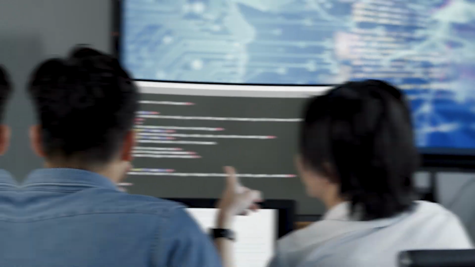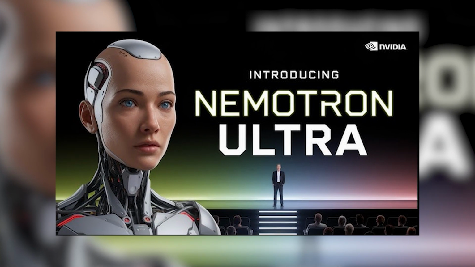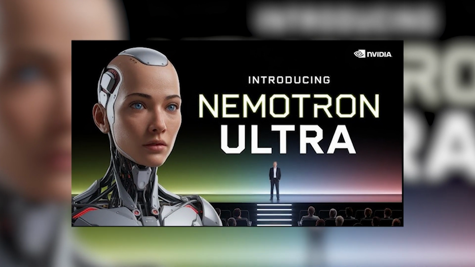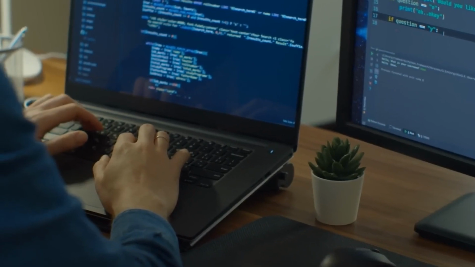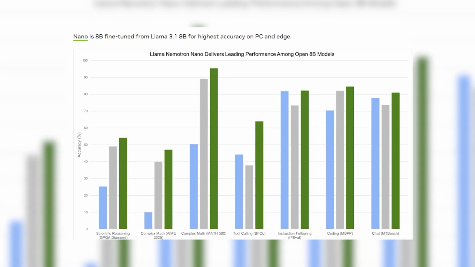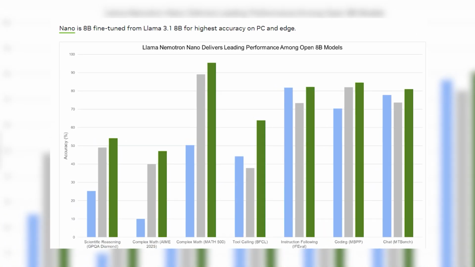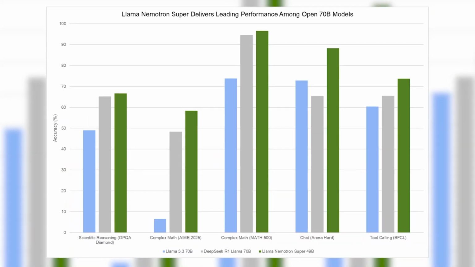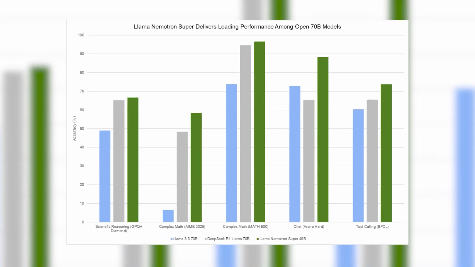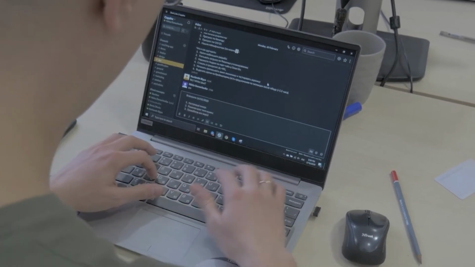Let's get into it. Alright, first things first. This Nemotron Ultra isn't just a one-off. NVIDIA's actually building out a whole Nemotron family of AI models. Think of it like different tiers designed for different jobs. They've got Nano, designed for accuracy on your computer, maybe even edge devices. Think smaller, efficient intelligence. Then there's Super. This one's built for the really heavy lifting, complex reasoning tasks, optimized for massive data centers.